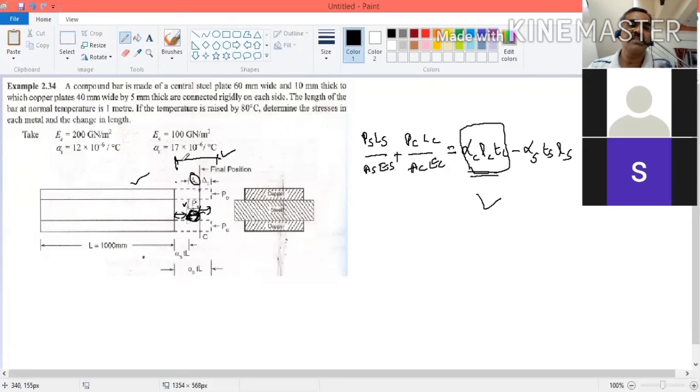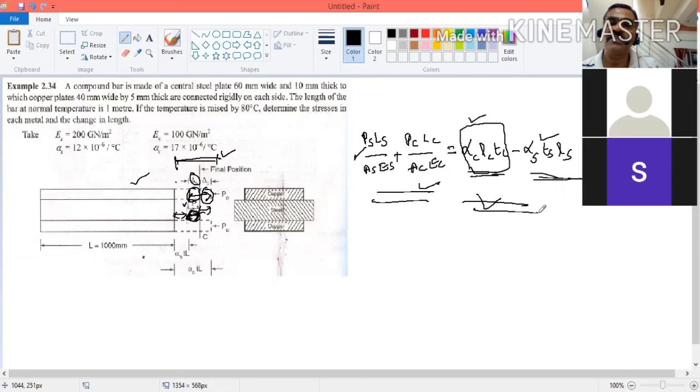This will be equal to this. And what is this? If steel is allowed to expand freely, this is a value. So this minus this. What is the free expansion of copper minus the free expansion of steel? What is this value? This distance. Already we have calculated this distance in terms of load. So this plus this is equal to this. This is an equation.